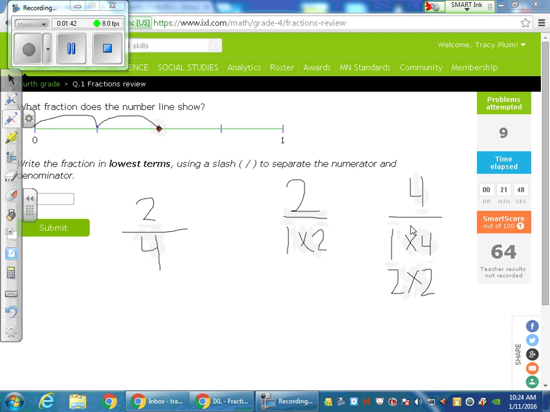The next thing I need to do is find the number that is the biggest that they have in common, the greatest common factor. So they both have a 1. I see that. Do they both have a 2? Yes, they do. So that is the greatest common factor between the number 2 and 4.